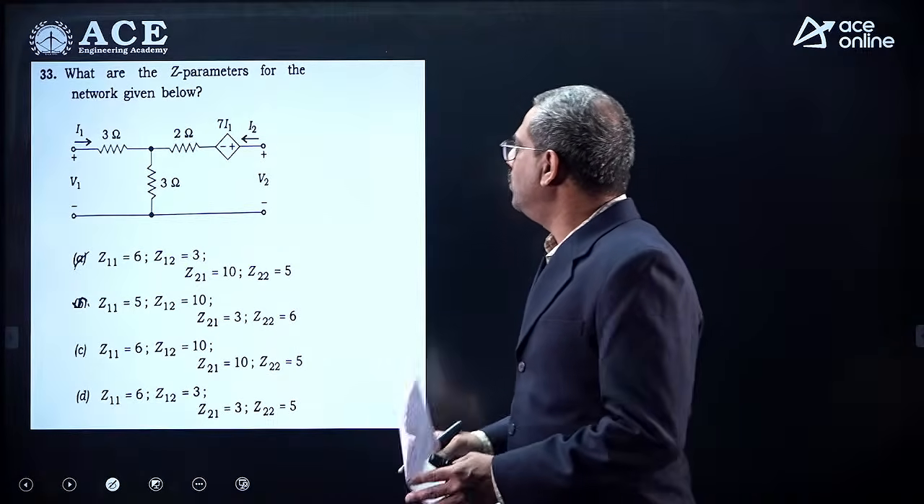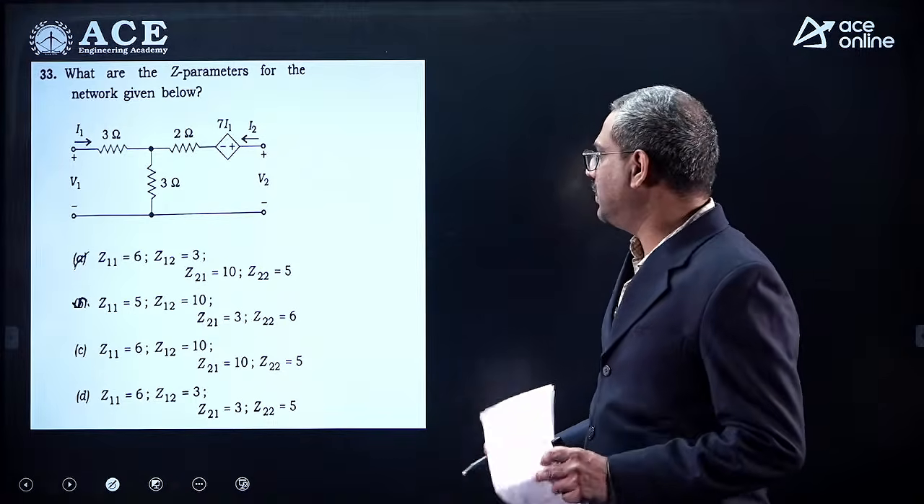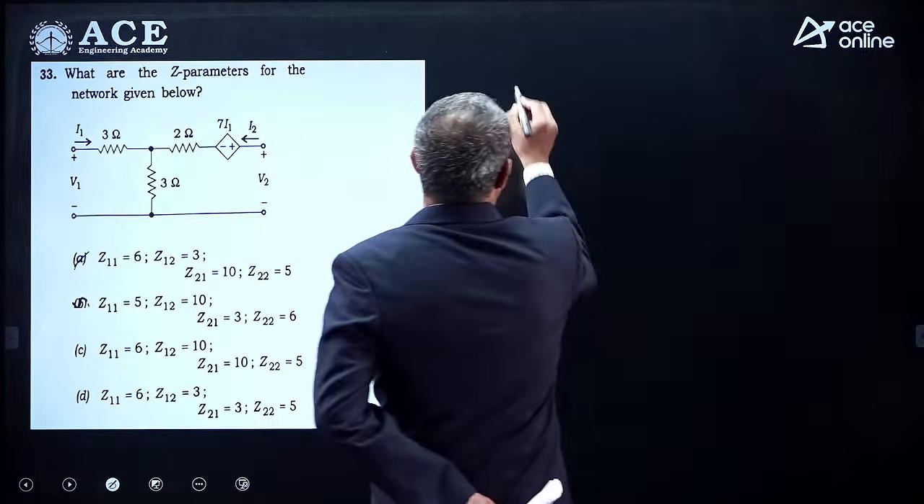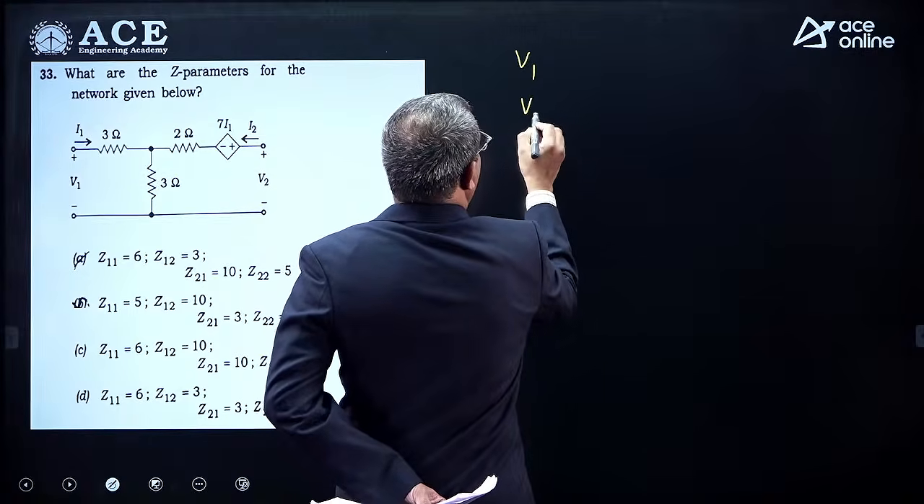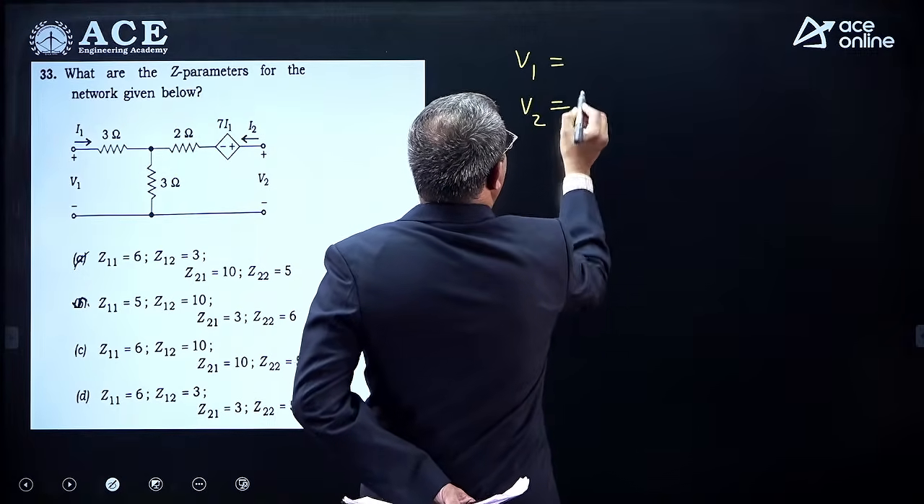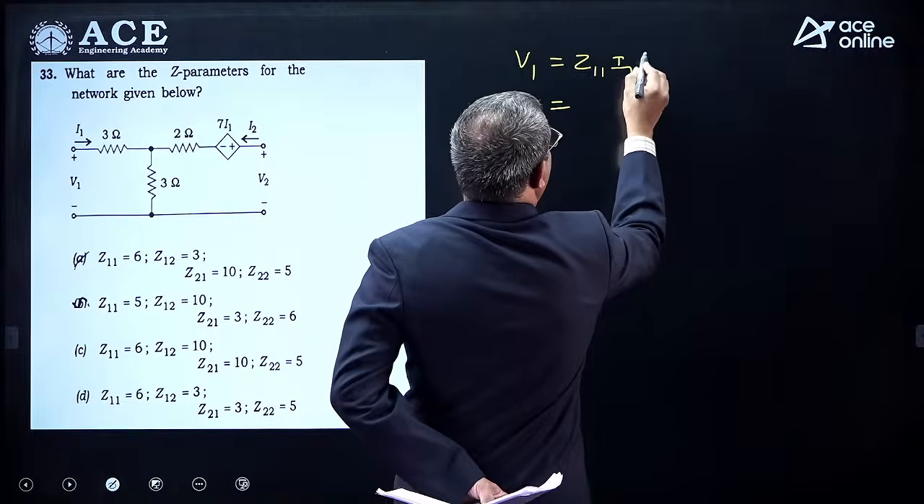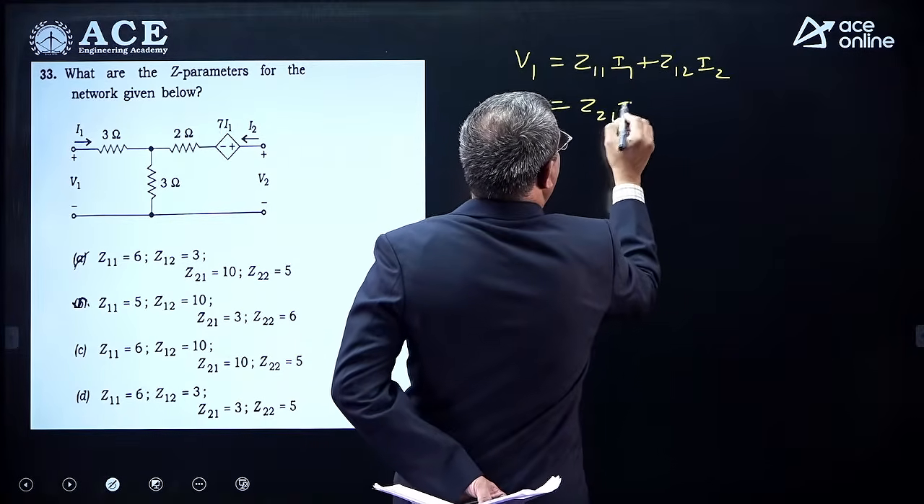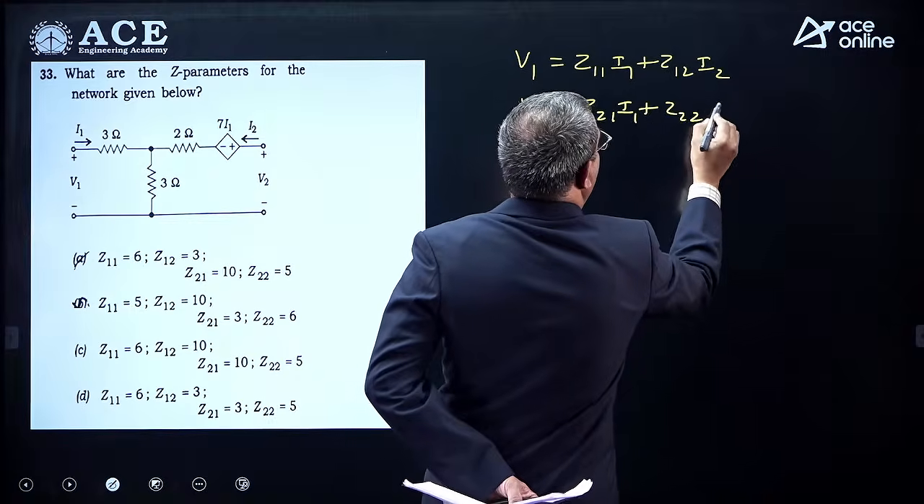Now what are the Z parameters for the network given? He gave a simple network, but there is a dependent source. In Z parameters, input voltage V1 and V2 are dependent: V1 = Z11 I1 + Z12 I2, and V2 = Z21 I1 + Z22 I2.